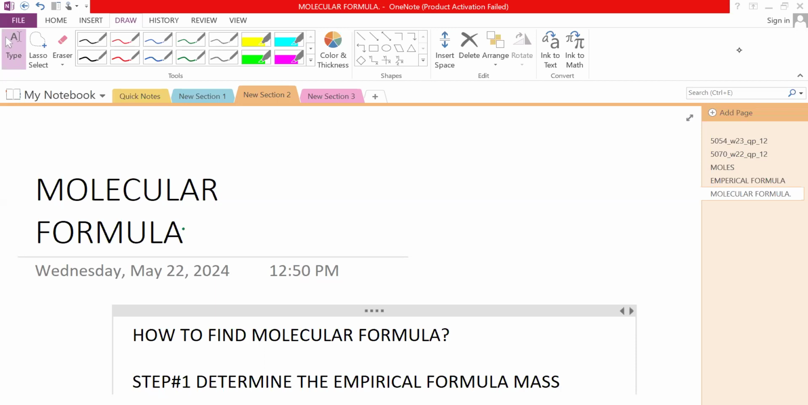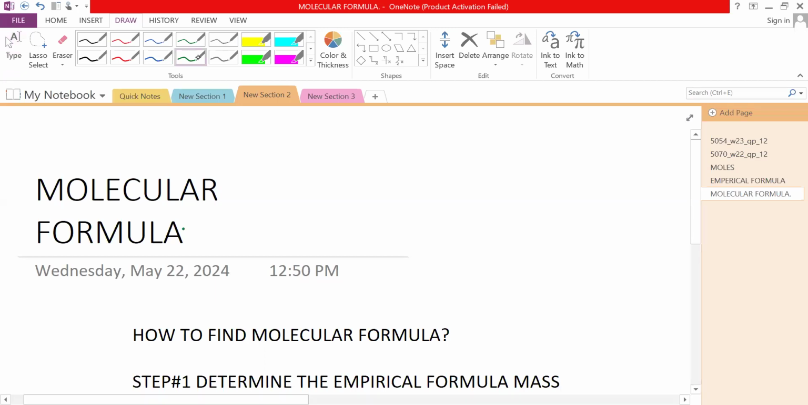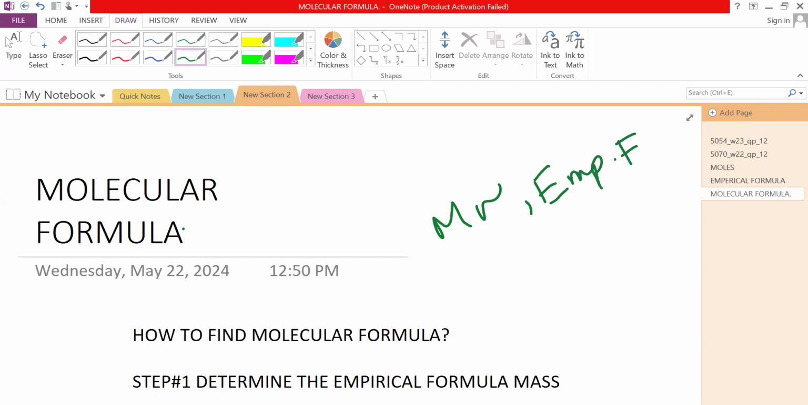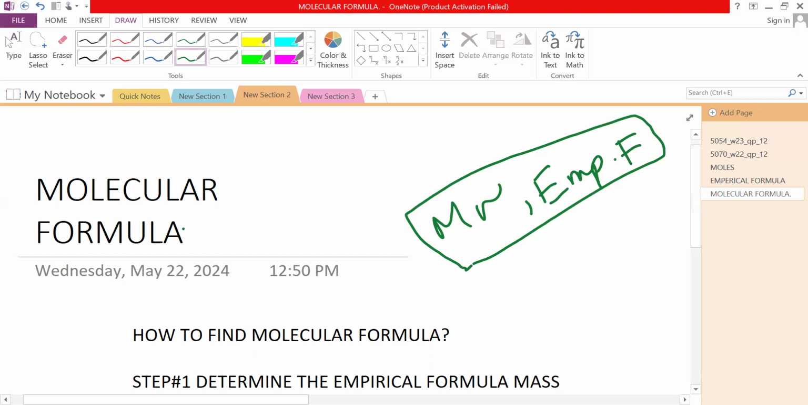Molecular formula is a formula which tells you the actual number of atoms present in the molecule. To find the molecular formula, you need two things: the empirical formula and the MR. These two things are required to find the molecular formula.